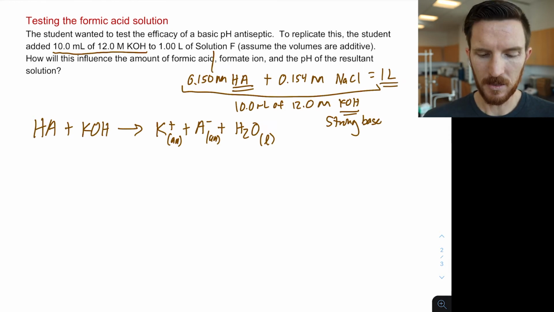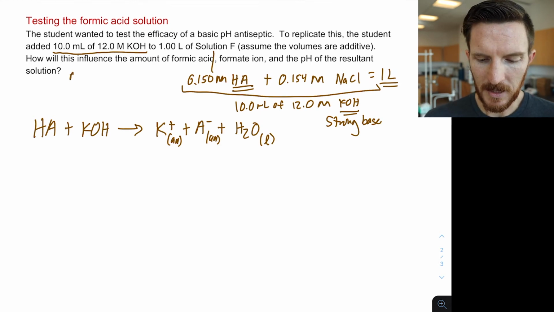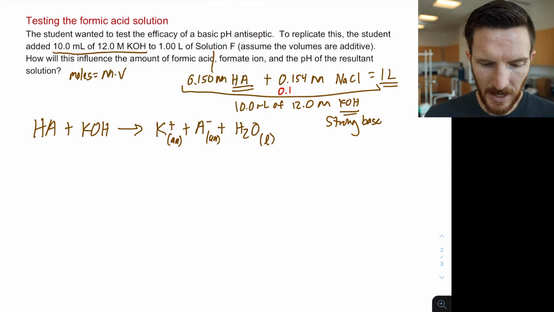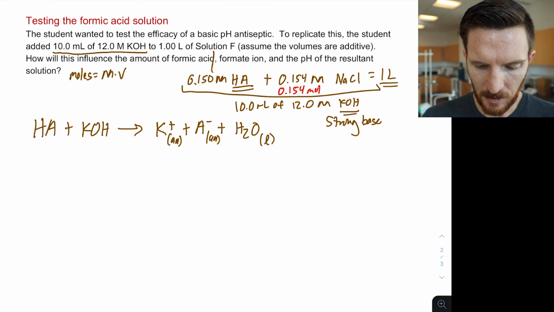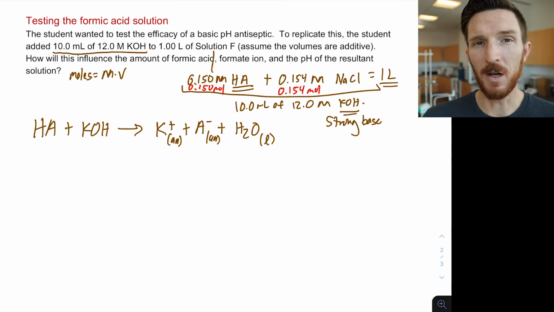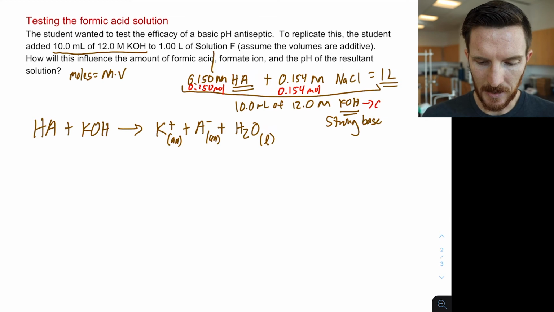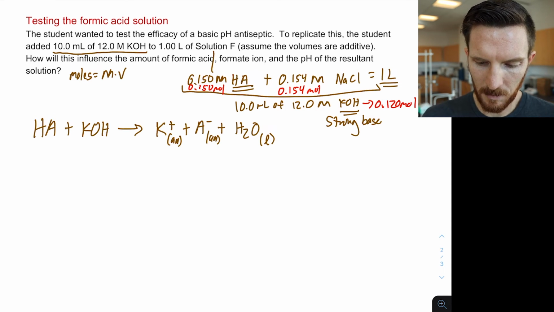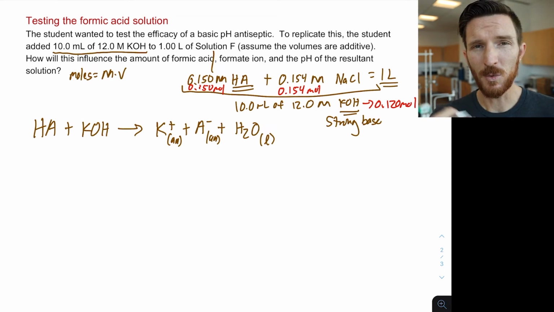As we look at this, because I have 1 liter of my solution, moles equals molarity times volume in liters, so we can simplify this and say we have 0.154 moles of sodium chloride and 0.150 moles of our formic acid. And then if we do a quick calculation here, we find that we're adding 0.12 moles of potassium hydroxide. So we're adding that much.